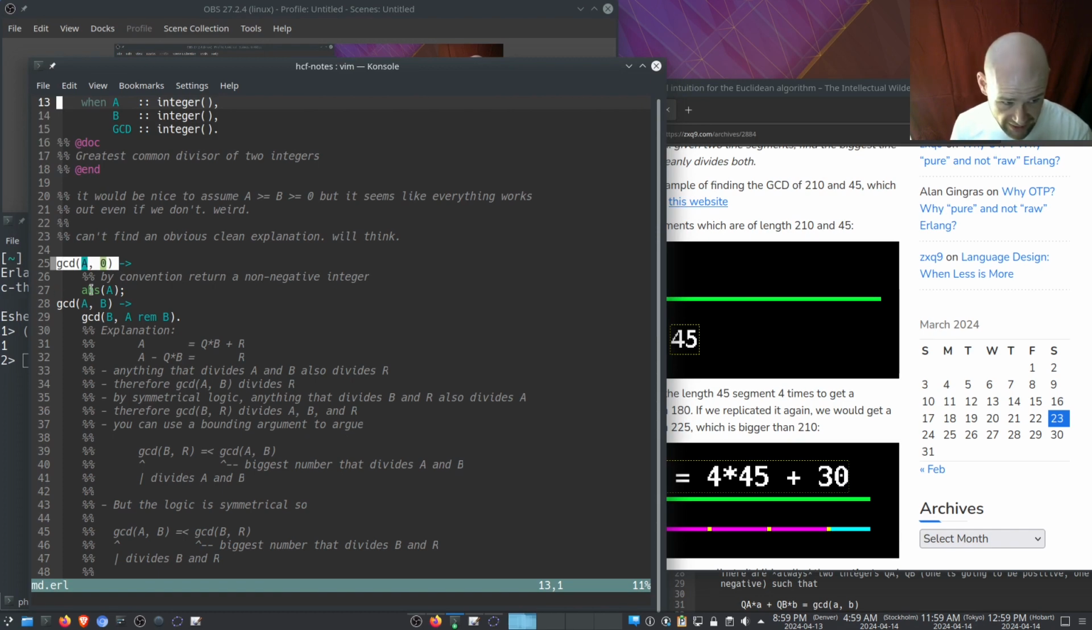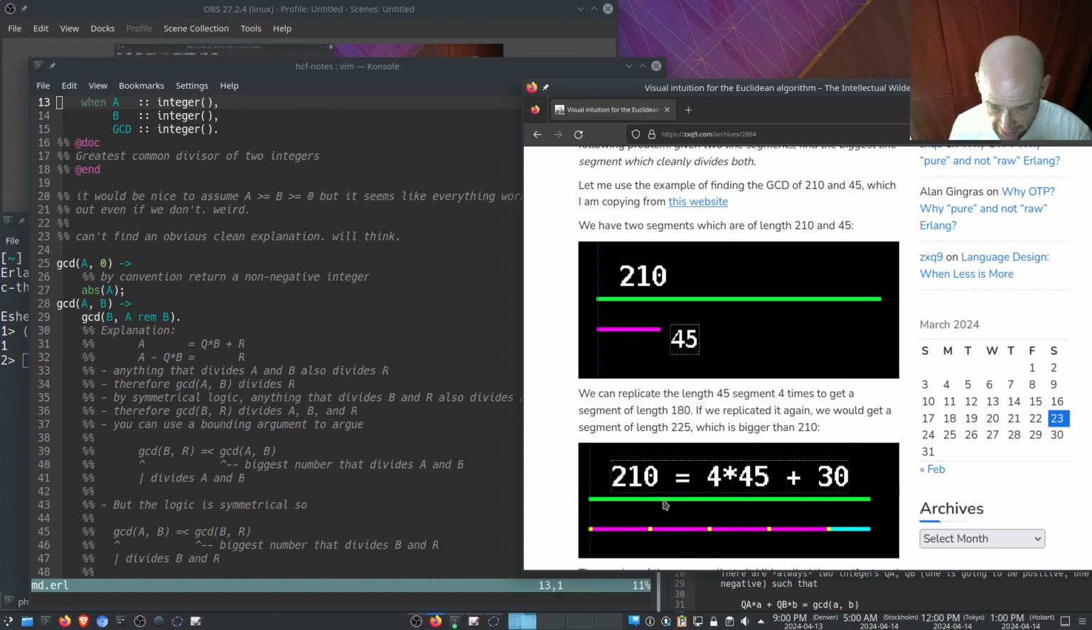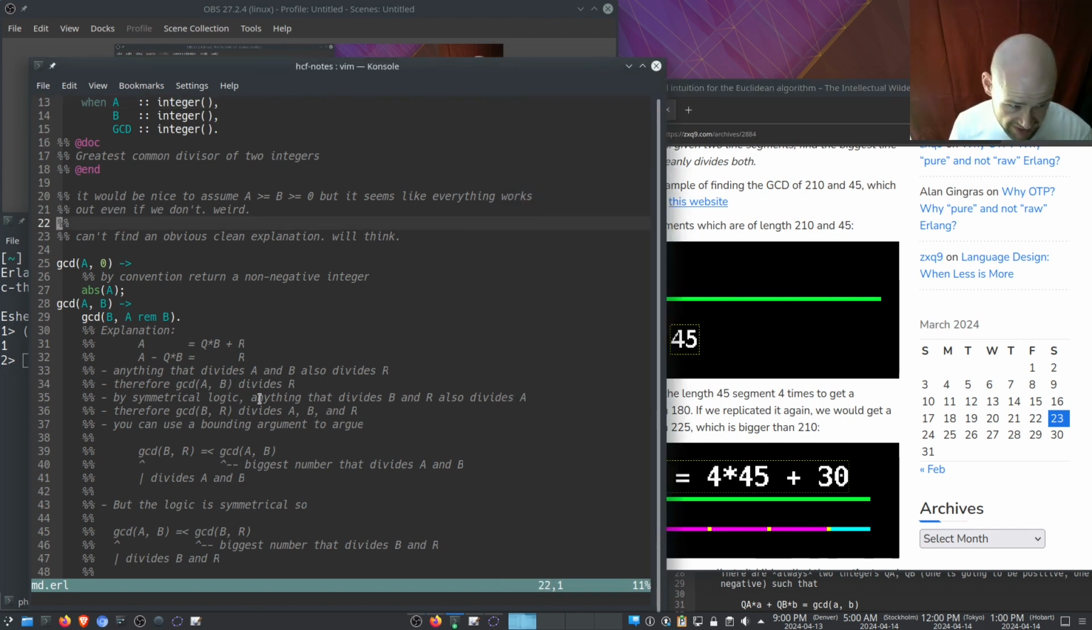So the GCD of anything with 0 is the thing. If we have two numbers, A and B, the GCD of A and B is the GCD of B with the remainder of A divided by B. That's this segment over here. That's what A rem B is. So all this is saying is, for the GCD of 210 and 45, compute this little segment here, take the GCD of that, the pink with the blue, and that's the answer. And that's it.